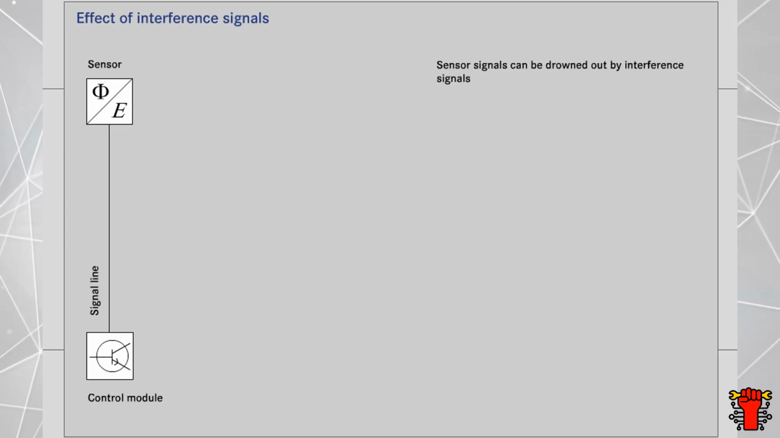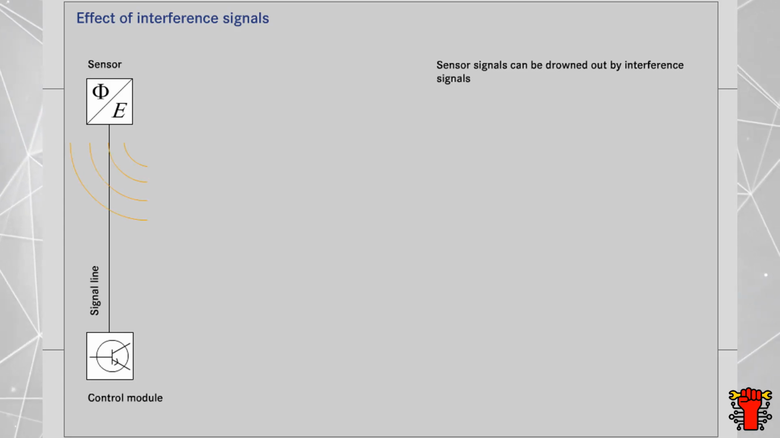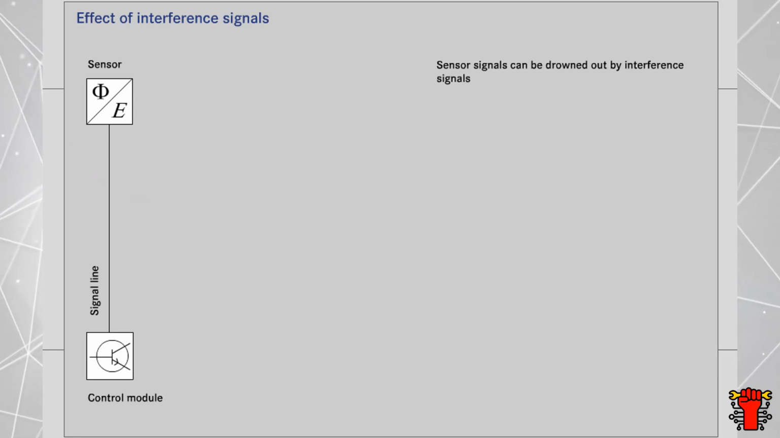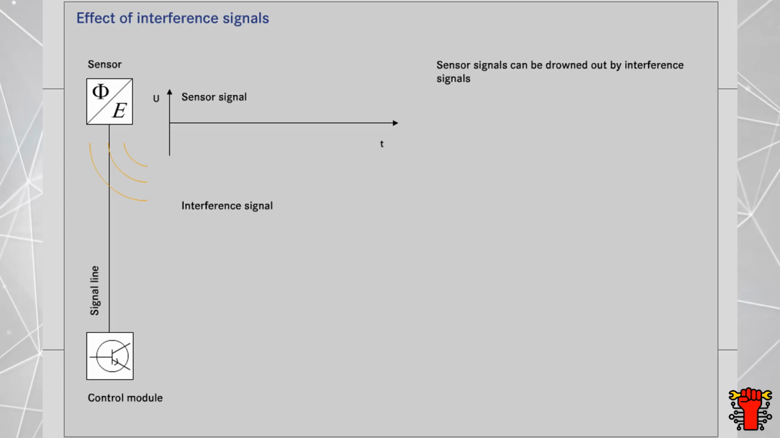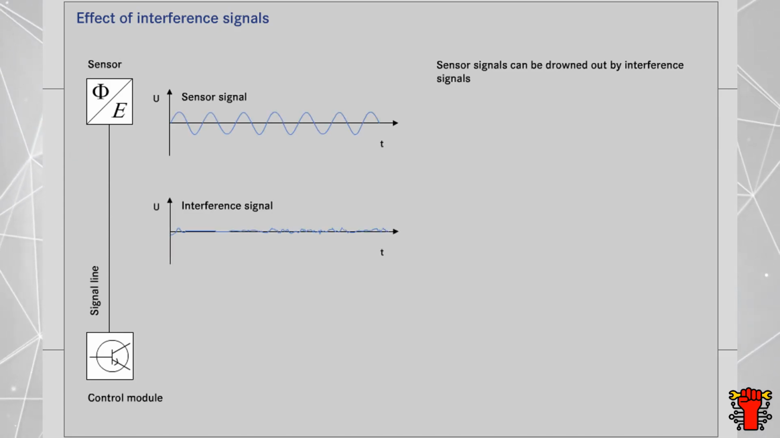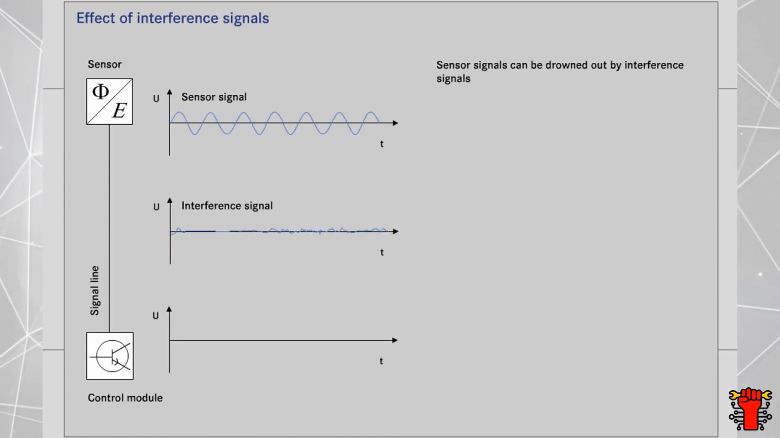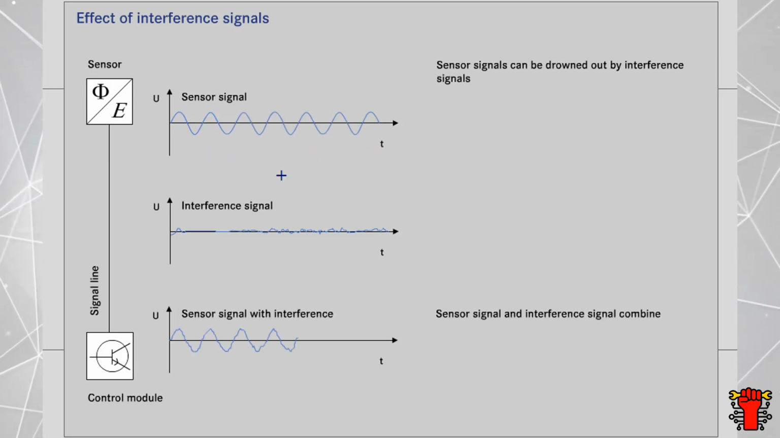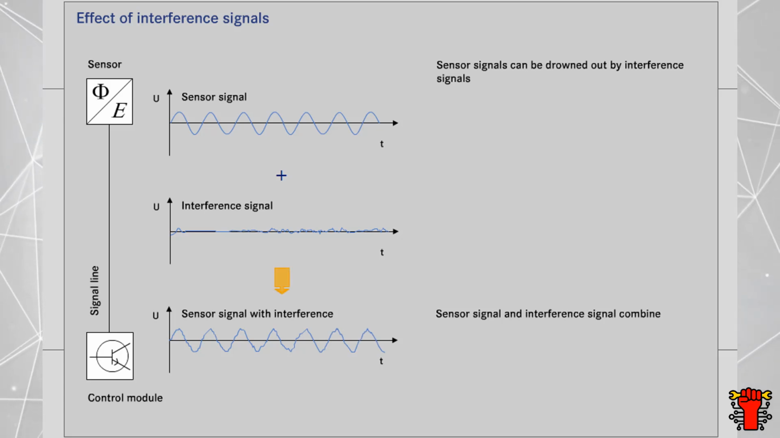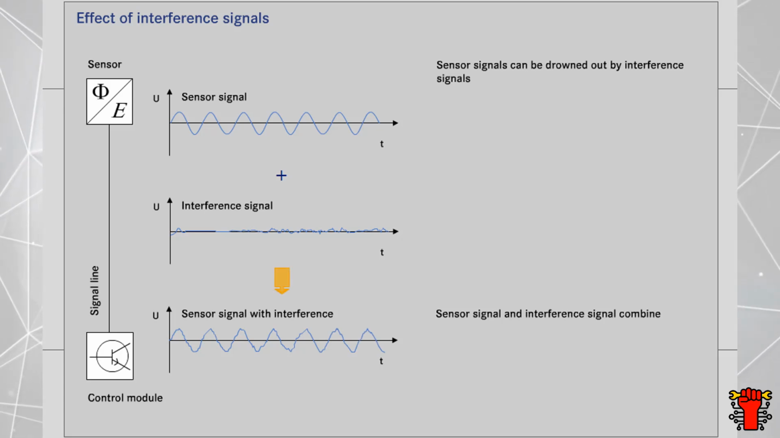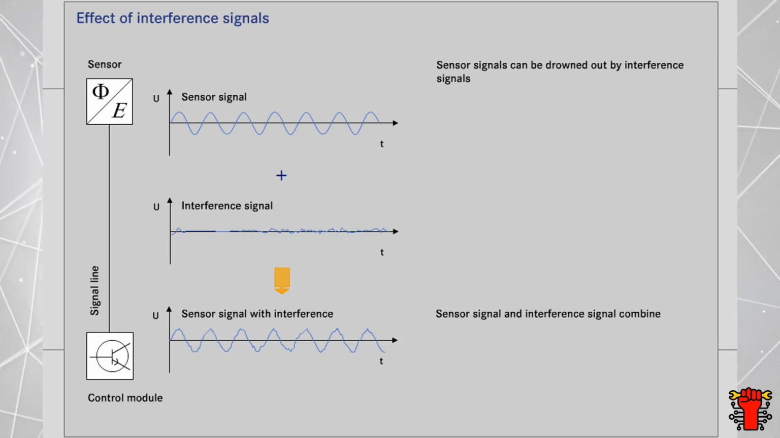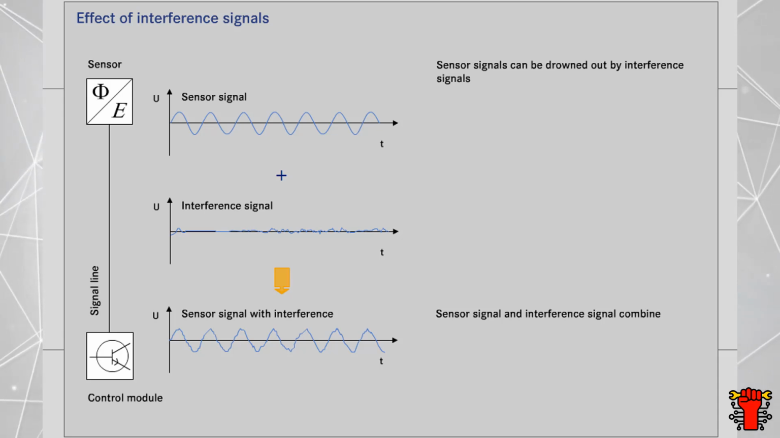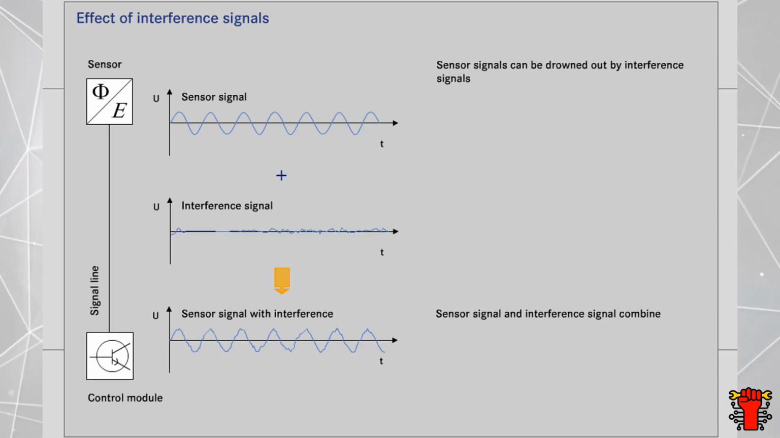En route from the location of the sensor to the control module, it is possible for sensor signals to be drowned out by interference signals. Here you can see such an overlay using a sinusoidal sensor signal by way of an example. The sensor signal and the interference signal combine to form one common signal. On the next few pages, you will see what measures can be taken to counteract the effects of interference.